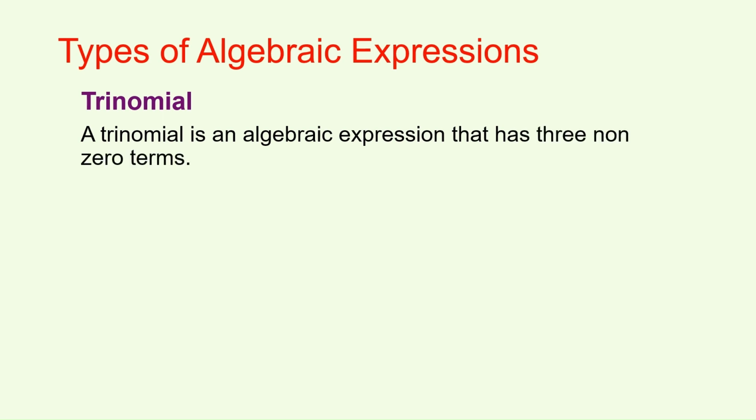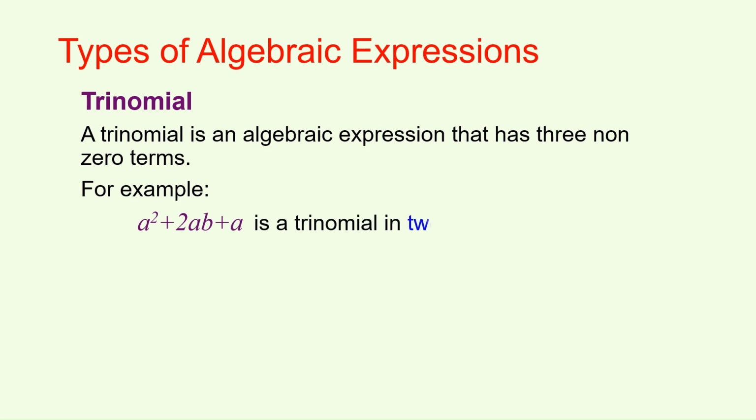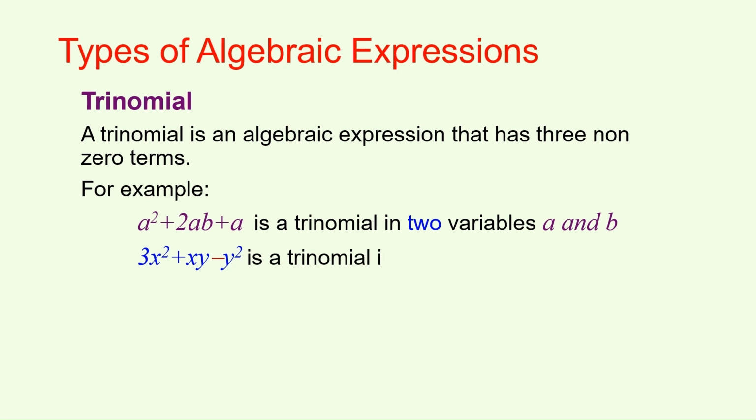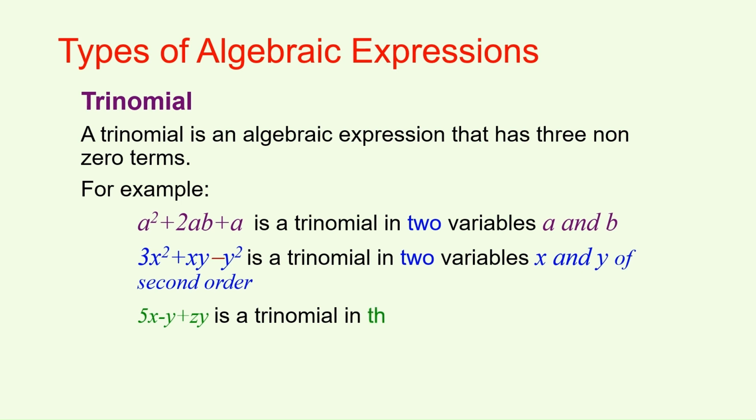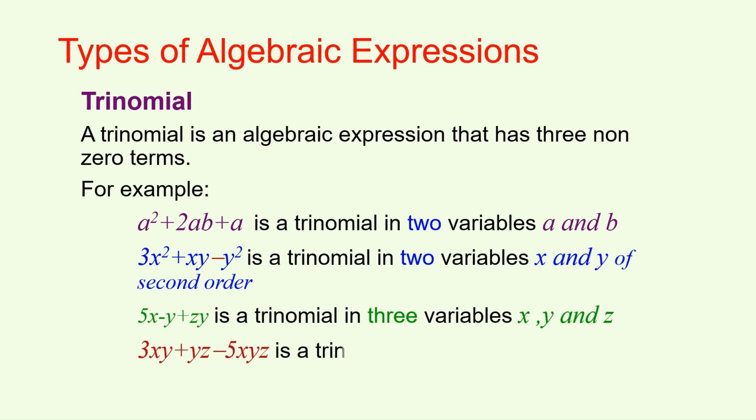Trinomial. A trinomial is an algebraic expression that has three non-zero terms. For example, a squared plus 2ab plus a is a trinomial in two variables a and b. 3x squared plus xy minus y squared is a trinomial in two variables x and y of second order. 5x minus y plus zy is a trinomial in three variables x, y, and z. 3xy plus yz minus 5xyz is a trinomial in three variables x, y, and z.